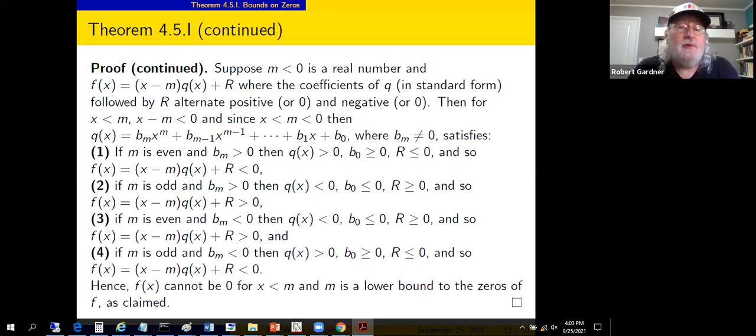Let's just click through the last 2 cases. As I told you, there'd be 4 cases. We're basing this on the even and oddness of m and the positiveness or negativeness of b sub m.